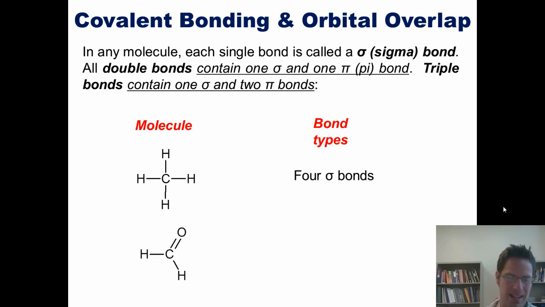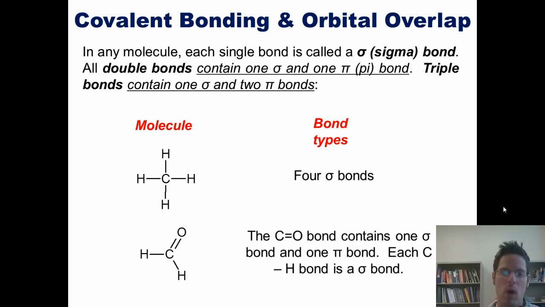This molecule, formaldehyde, was once used as an embalming agent. As you should be able to surmise, the carbon-oxygen double bond, because it is a double bond, contains one sigma and one pi bond, while each CH single bond is a single bond and therefore is a sigma bond.